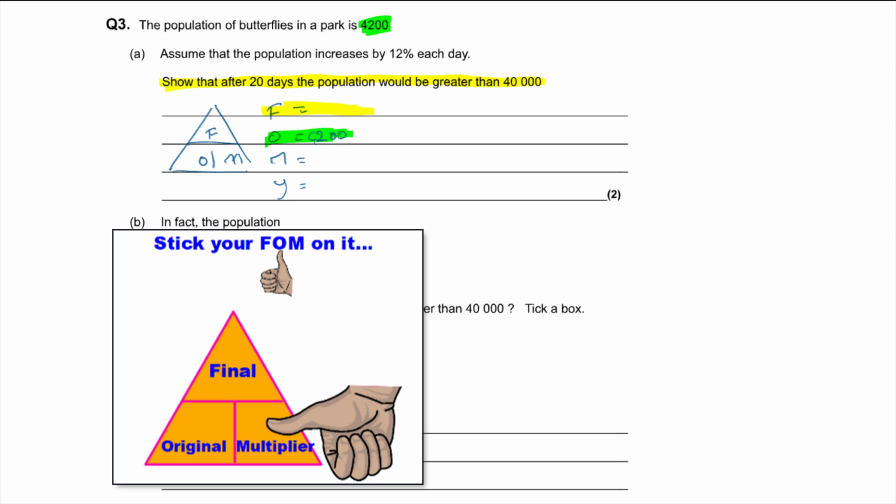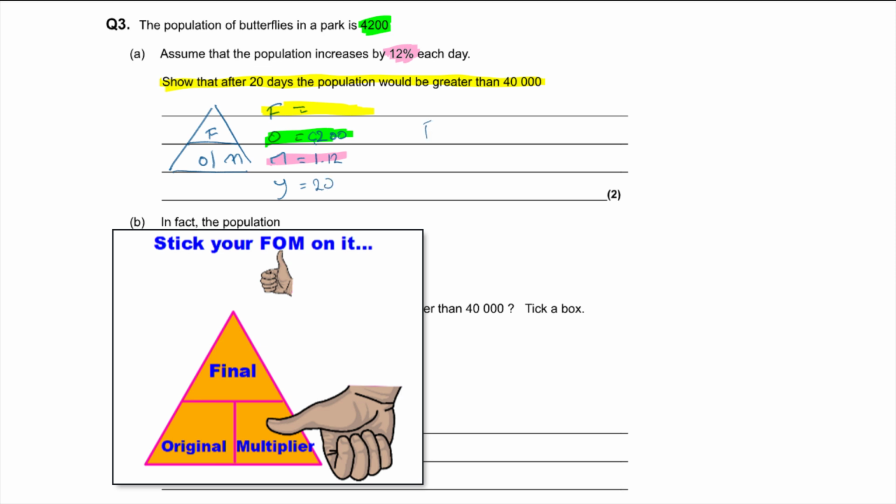Okay, what is the multiplier? We're talking about a 12% increase, and that as a multiplier then would be 100% plus 12%. That's 112%, or 1.12 as a multiplier. And years, or it's days in this case, but I'm just going to write years, is 20.